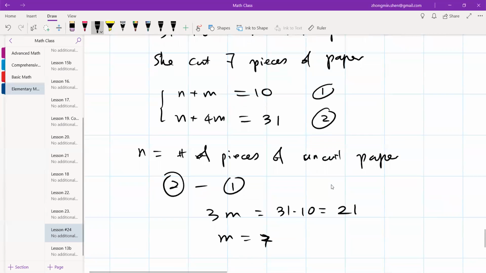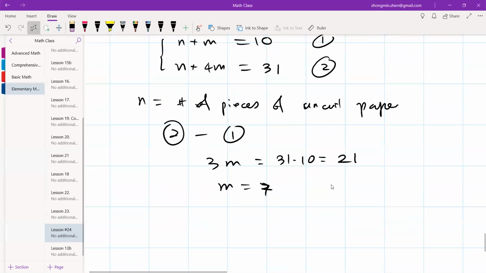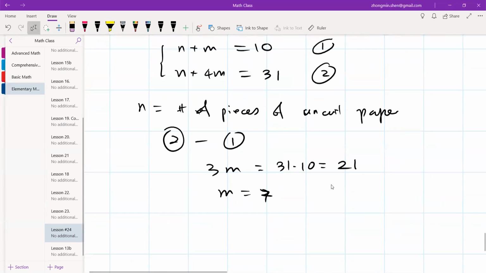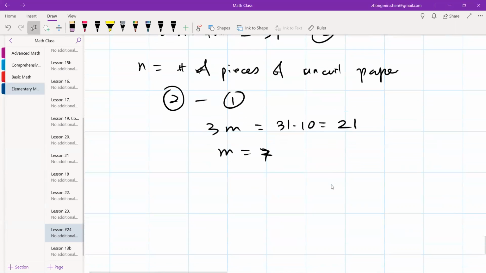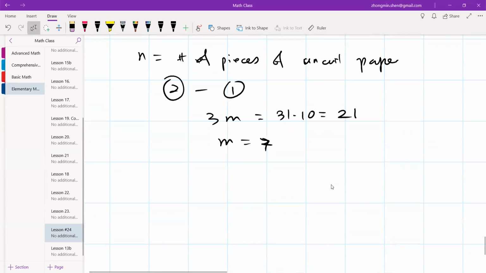This is the way we will solve these equations in the future. But I'm not going to spend too much time on that. So let's do the next problem. It's also a story problem, okay?